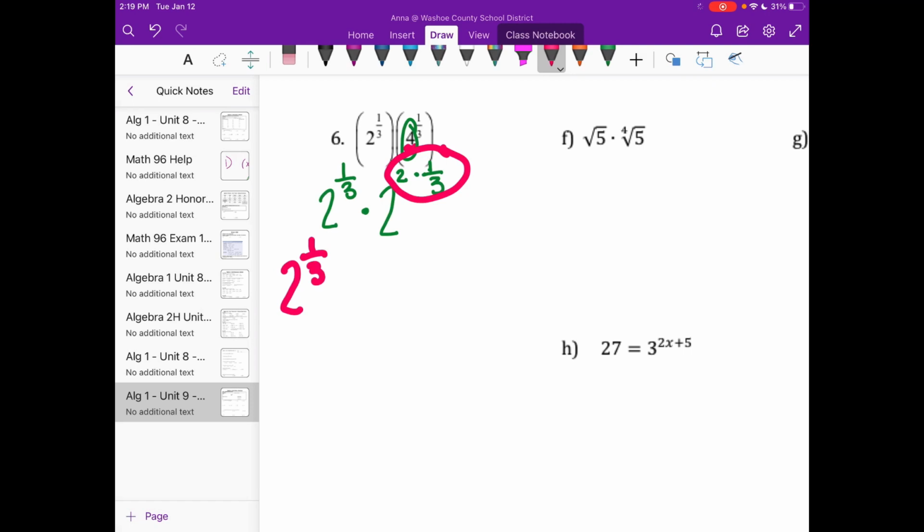So that 2 to the 1/3 is fine, times the big number goes on top, so 2 times 1 is 2, and then over 3. So 2 to the 2/3.